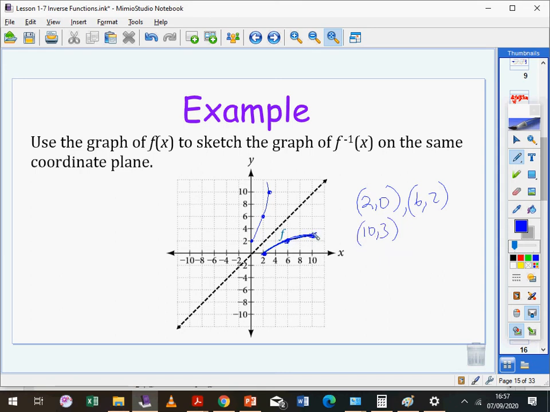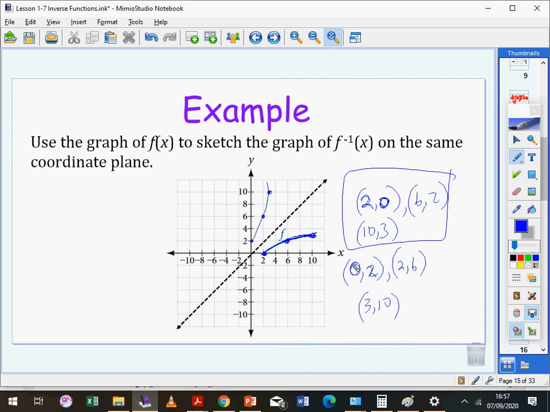But then on its inverse, the points that I read off were x is 0, y is 2, and then x is 2, y is 6, and then finally x is 3, y is 10. I hope you can see that the x and y values are flipped. The x value of this one is the y value of that one. The y value of this function is the x value of the inverse, because the inverse takes the output of the normal function and gives you the input of that normal function.